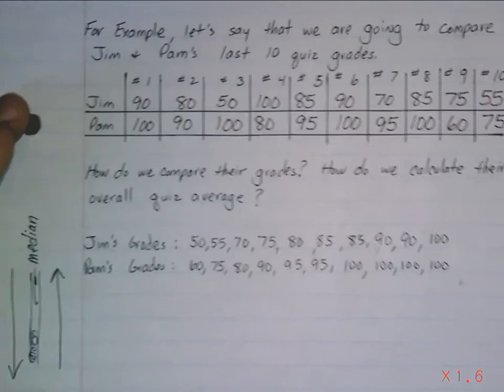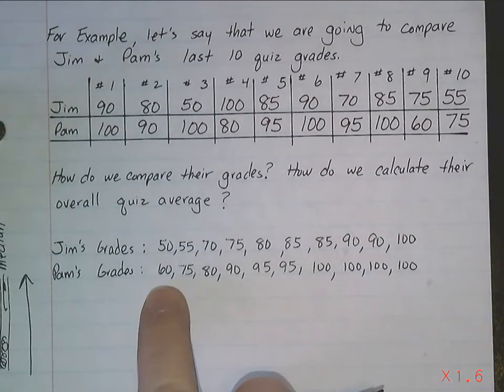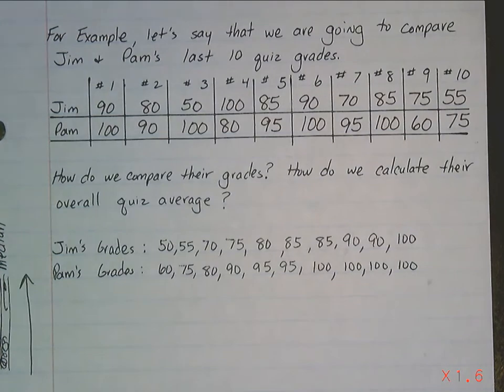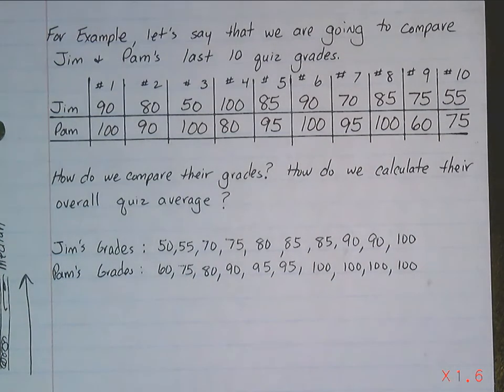Okay, so the median here is, once you put these grades in order from least to greatest, what we got to do is find the middle number. Now you've got 10 numbers.